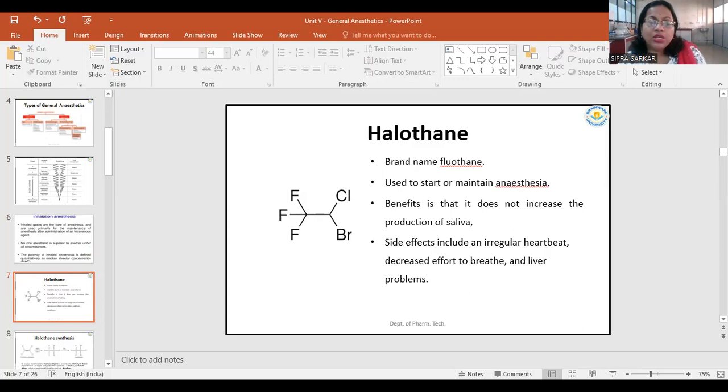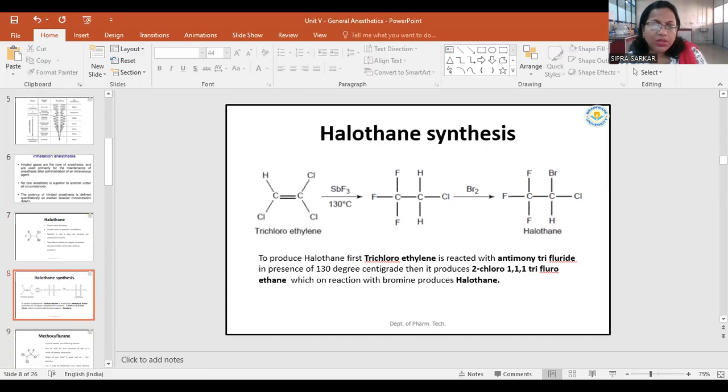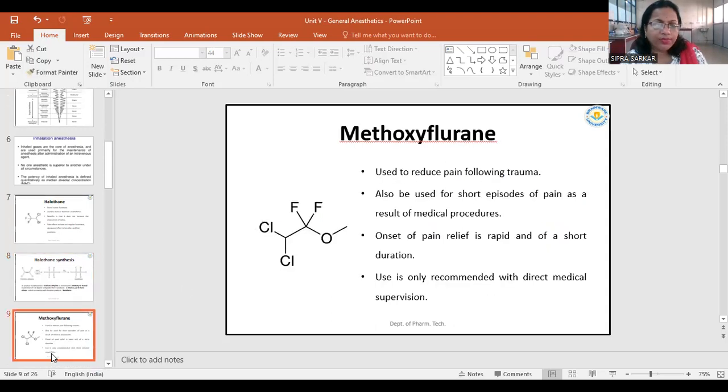Side effects include an irregular heartbeat, decrease in blood pressure, and other problems. Now, halothane synthesis: trichloroethylene is reacted. You can see the structure of trichloroethylene in the presence of antimony trifluoride at 130 degrees centigrade, and then it produces 2-chloro-1,1,1-trifluoroethane, which in reaction with bromine produces halothane. This is one of the important reactions.